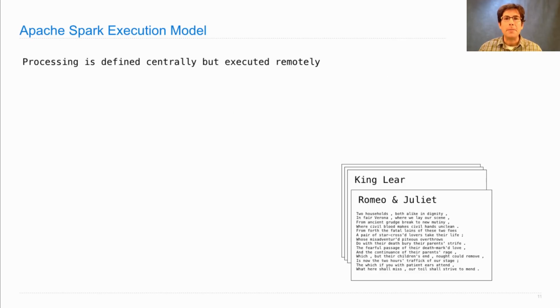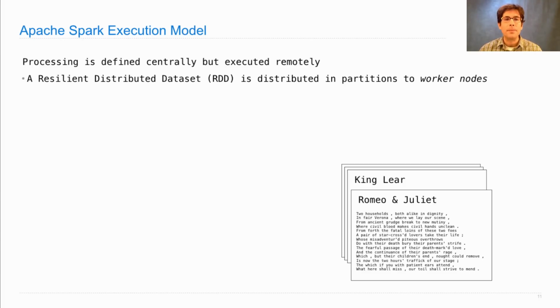The execution model for Apache Spark is that a central controller defines what processing should take place. But the program isn't executed where it's written down. Instead, the program steps are distributed to different workers that actually execute the program, or a piece of the program, on the data that they hold. So this notion of a resilient distributed dataset is in fact not one thing in one memory, but instead is distributed in partitions to worker nodes. So different computers hold different parts of the data.